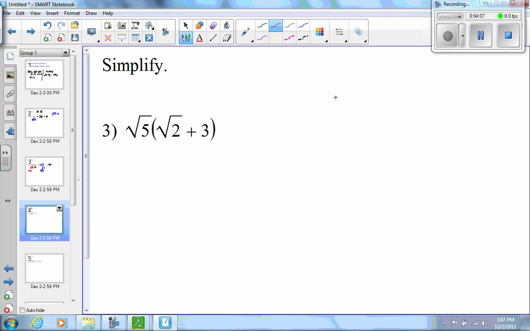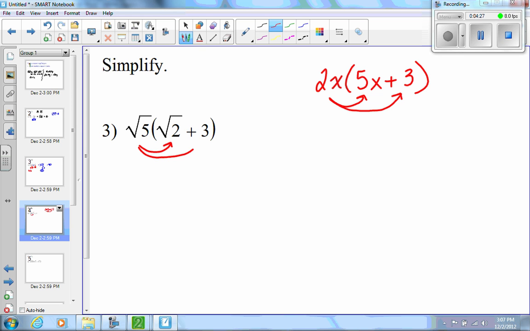Okay, on this problem, think about what we did if we had 2x times 5x plus 3. With polynomials, remember that we just did the distributive property. So with radicals, we're just going to do the distributive property. So it works the same way. So I'm going to multiply the square root of 5 times the square root of 2, which equals the square root of 10. And then the square root of 5 times 3, which equals 3 times the square root of 5. I can't multiply those and say 15 because the 3 is not underneath a radical sign.